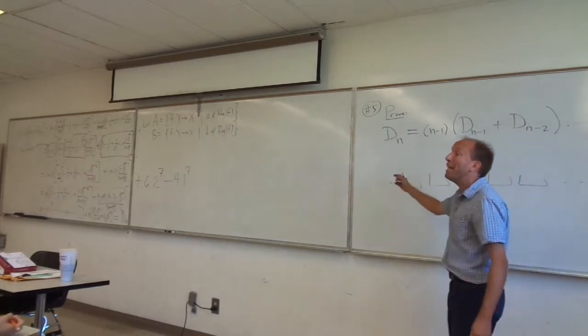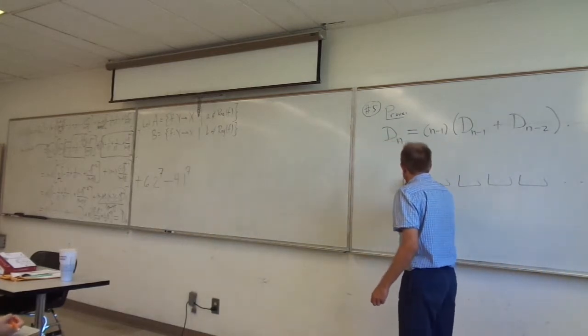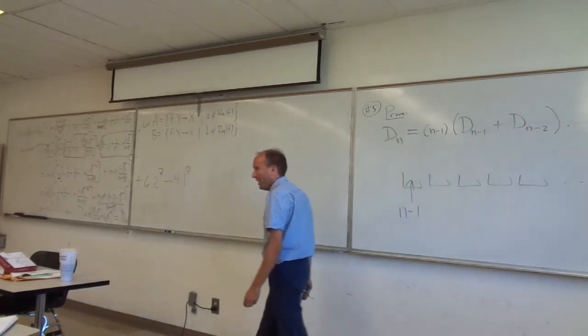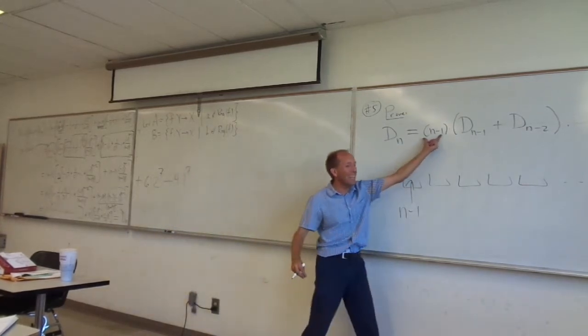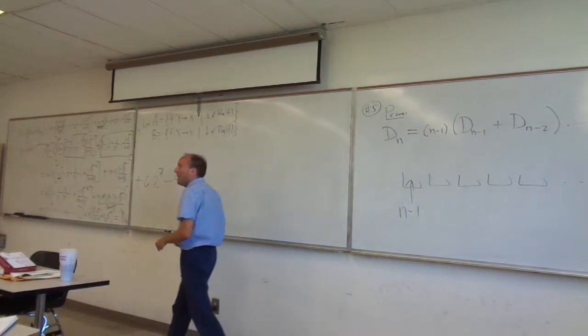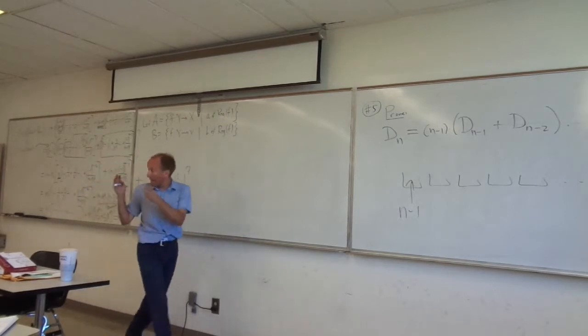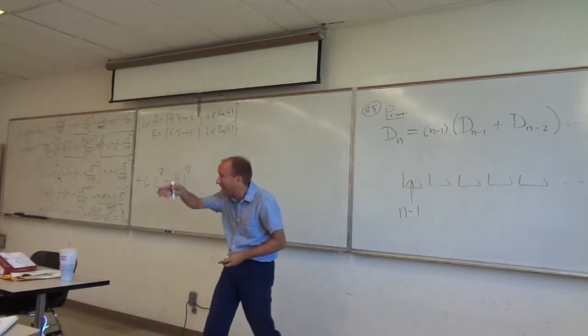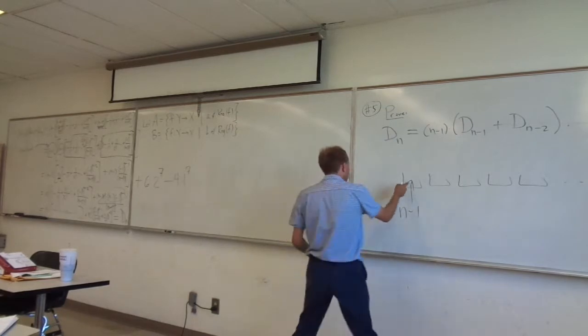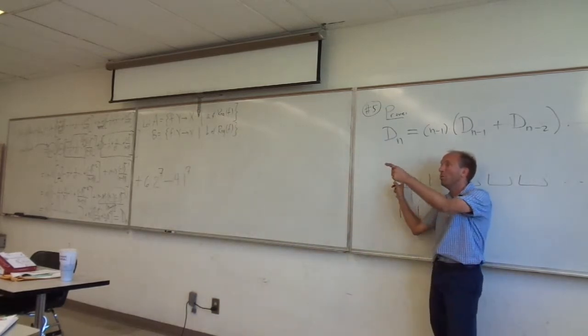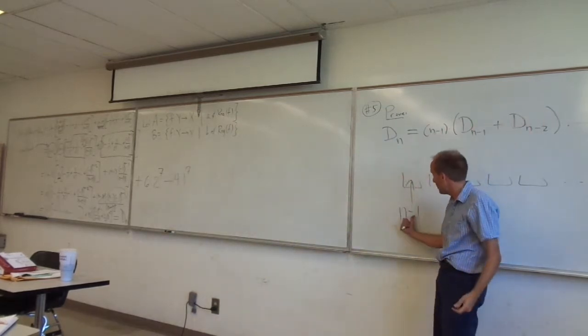The first slot can be anything except a 1. So I have n minus 1 choices, which is what you see right here. Because you're writing down a derangement, remember, that means a 1 does not go in the first position. So the number you start with has to be a 2, 3, 4, 5, 6, up to n. There's this many choices.